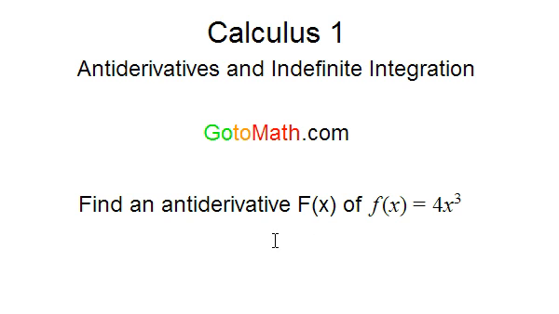We're going to find an antiderivative, capital F of x, of small f of x equal to 4x cubed. So let's get busy working some examples. We have f of x is equal to 4x cubed.